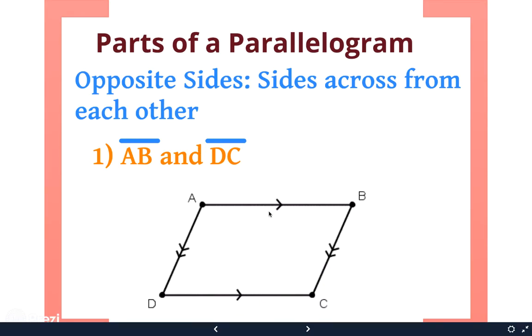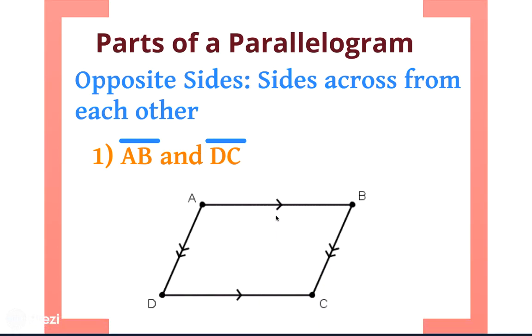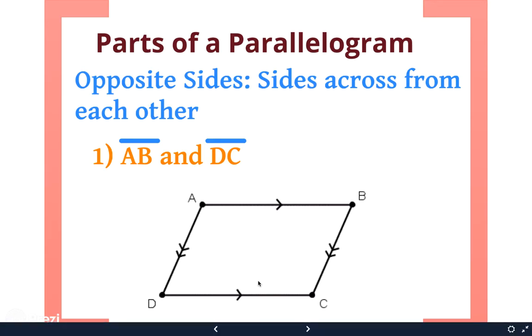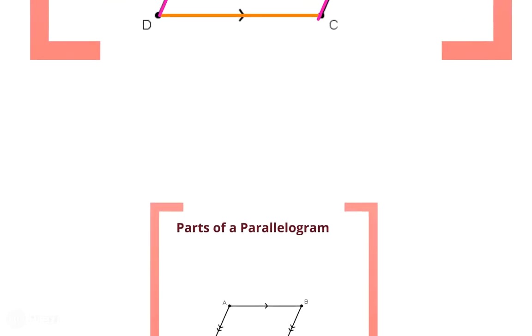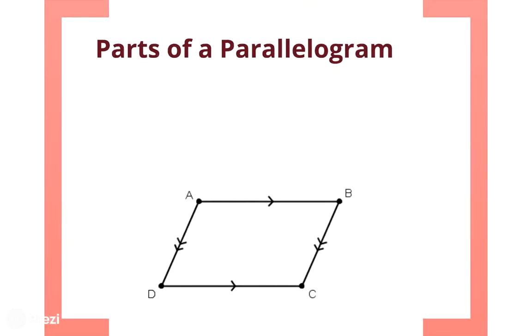They are the two sides that are across from each other, or on opposite sides of the parallelogram. So AB is right across from DC. So these are opposite sides, as well as AD and BC. So BC is right across from AD, if you can see. Pretty neat, right? I didn't mean to rhyme right there, but I'm pretty cool when I rhyme. Anyways, other parts of parallelograms.